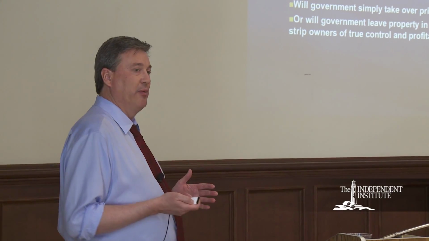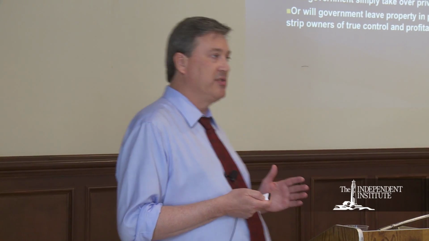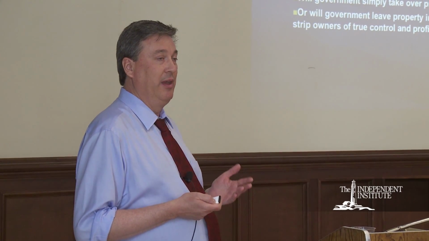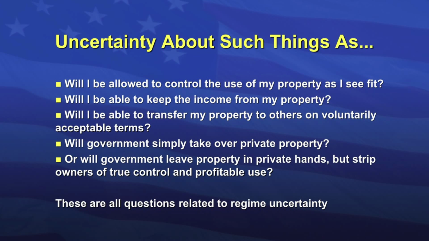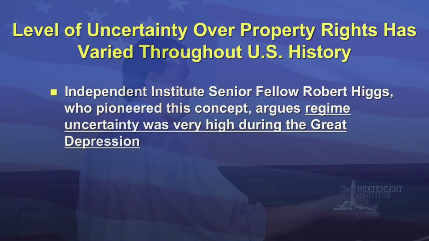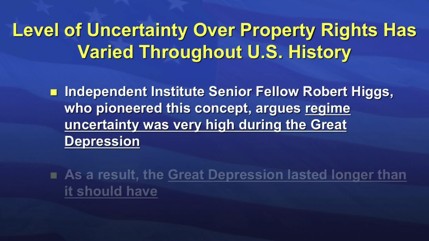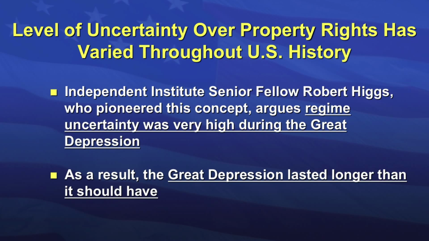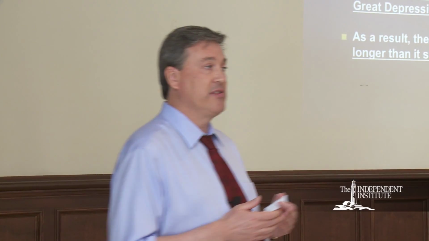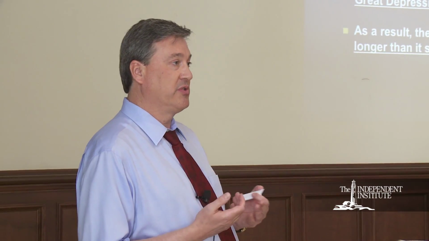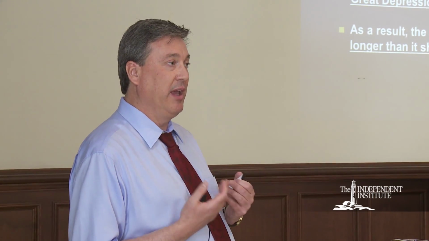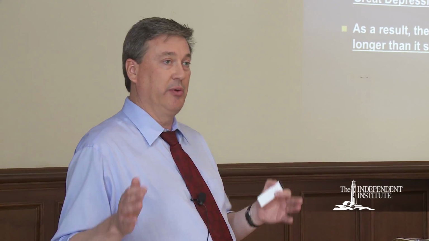And Robert's insight was that there are certain periods in US history where these questions come to mind much more to people, and as a result, they feel very threatened, and they pull back on making important decisions and investments that they otherwise would have made. This regime uncertainty has varied a great deal throughout US history, and one episode in particular where Bob noticed that regime uncertainty was very high was during the Great Depression. And as a result of that, the Great Depression lingered and lasted much longer than it otherwise would have, because investors stayed on the sidelines and businessmen refused to hire new workers and start new plants and open new businesses, and everything slowed down as a result.